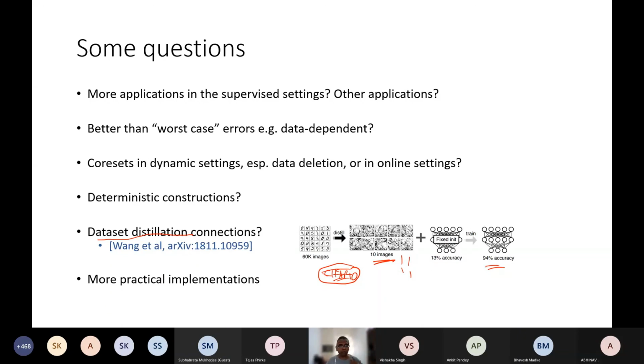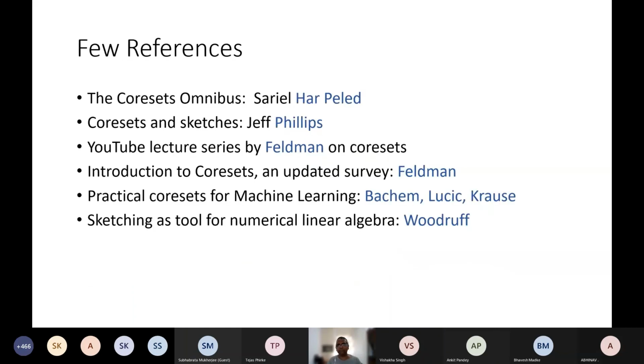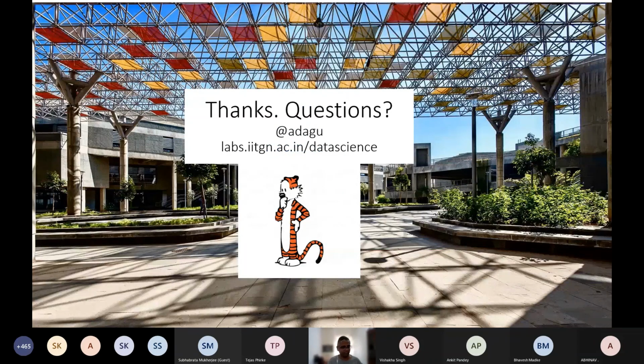We don't understand how that is happening, but this is known as dataset distillation in the literature for now. Some of the things that we're working on are other very interesting questions like core sets in dynamic settings: when you are changing the data, how will you change the core set? Can you get better guarantees than the guarantees that I showed you? There are some references, and I'll share the slides if you need them. Any more questions?